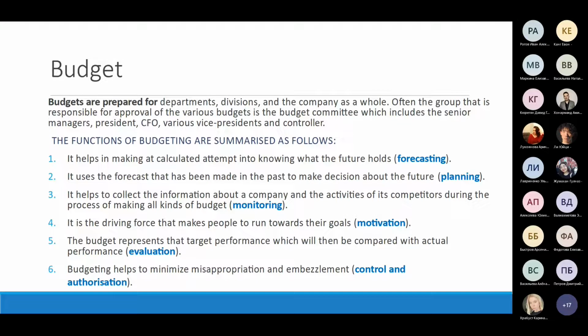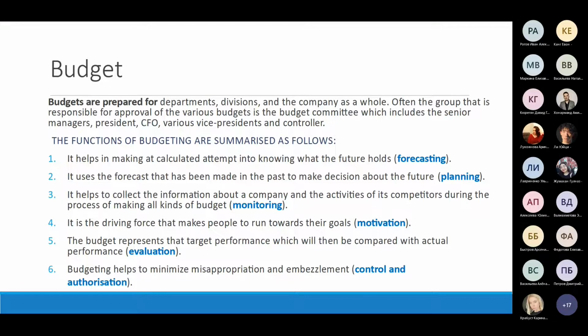It is the driving force that makes people run toward the goals. So budget is realizing the function of motivation. So the budget could motivate people to overcome the goals, to produce and sell more, to achieve bigger and more sufficient results. The budget represents the target performance which will be compared with actual performance. So budget is realizing the function of evaluation.